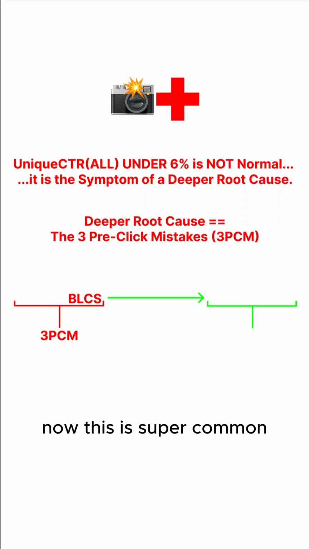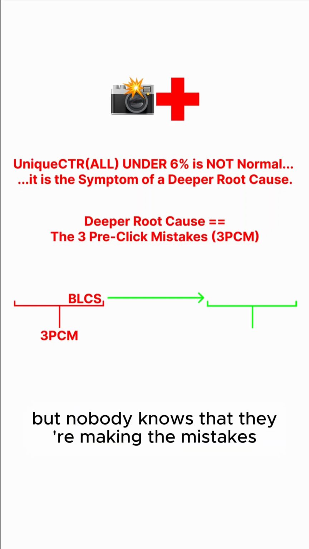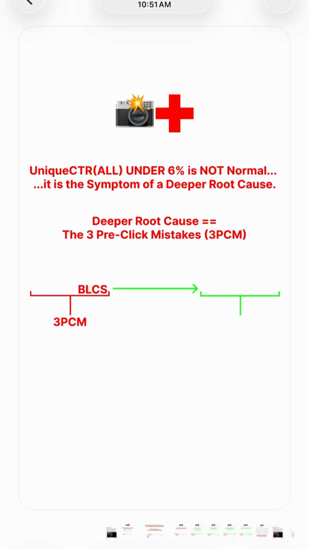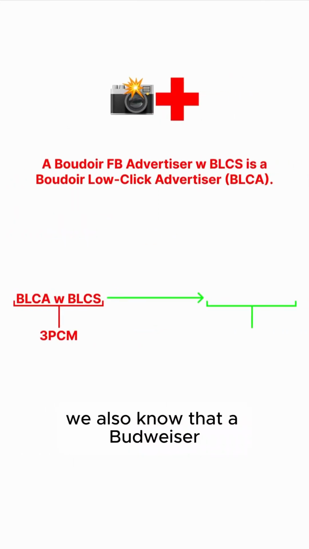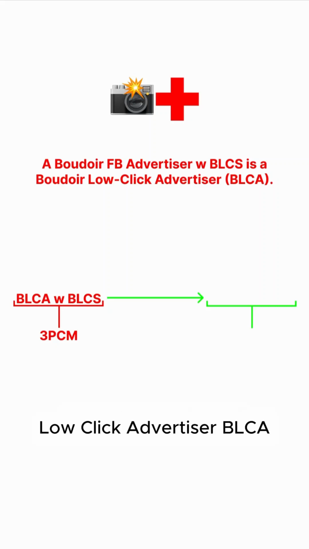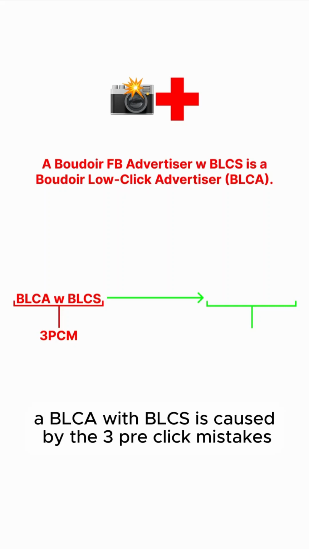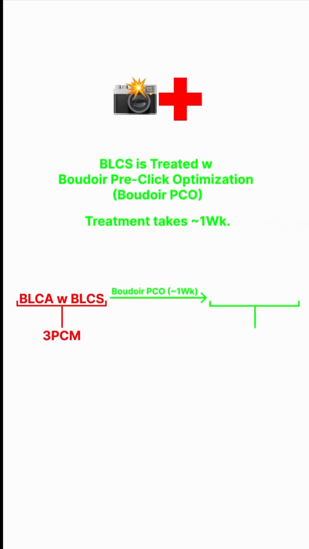Now, this is super common. Unique CTR under 6% is common because everyone I'm seeing is making these same mistakes, but nobody knows that they're making the mistakes. We also know that a Boudoir Facebook advertiser with BLCS is a Boudoir low-click advertiser, BLCA. All right, so overall, we got our universe starting here. A BLCA with BLCS is caused by the 3 pre-click mistakes.